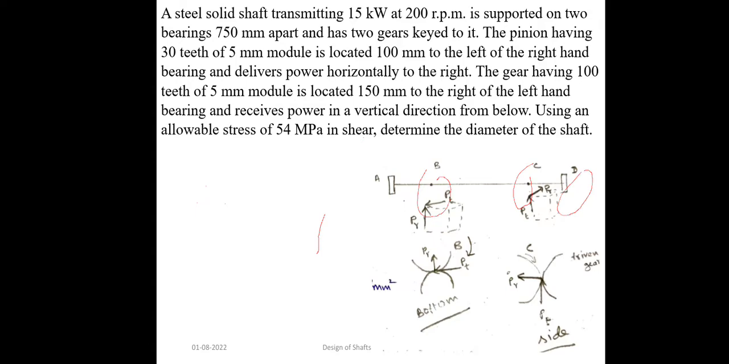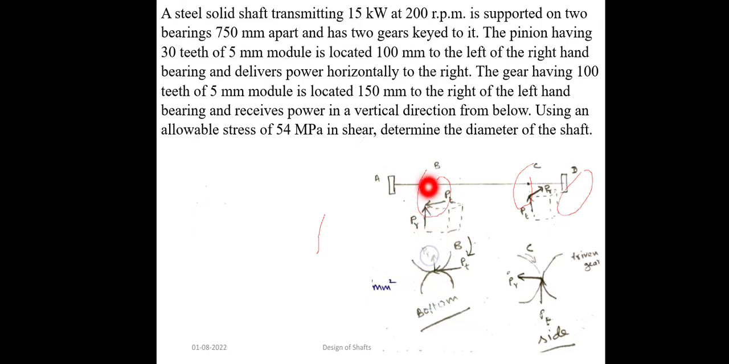Read the fourth line. Pinion C delivers power horizontally to the right. That means on the side of gear C, that is pinion C, power will be delivered to another gear. Like this. If this is gear C or pinion C, it gives power to another gear horizontally. That's what they have given in the question.